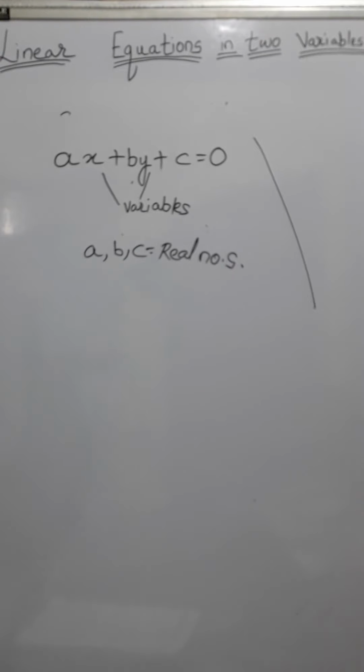But a, b will not be 0. c may be 0 because c is the constant term. If a and b were 0, this equation could not be called a linear equation in two variables, since a and b will be the number 1 or a number other than 1. Okay, this was a little bit of introduction to the chapter linear equations in two variables. Now I'll proceed with the chapter so that your idea will be cleared.